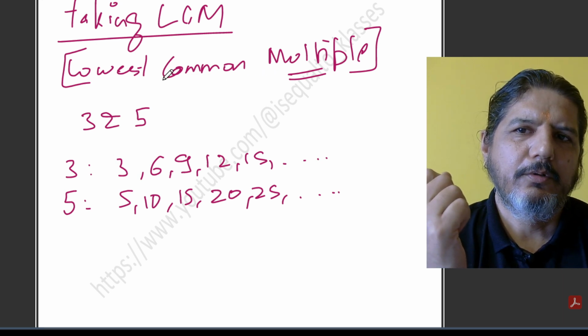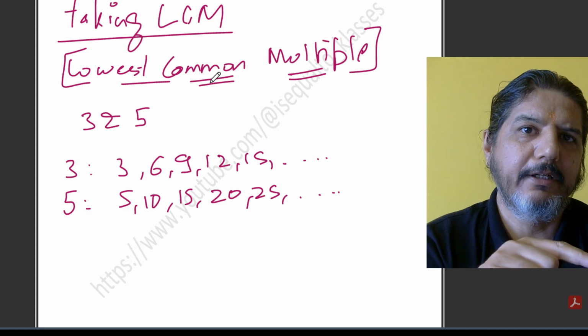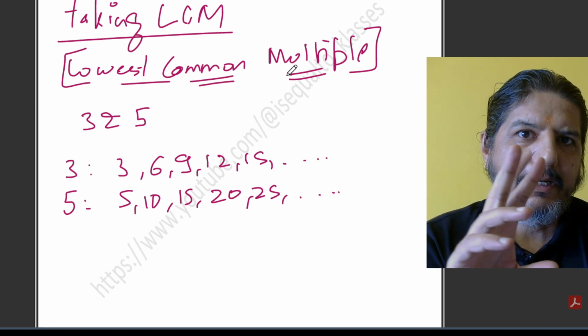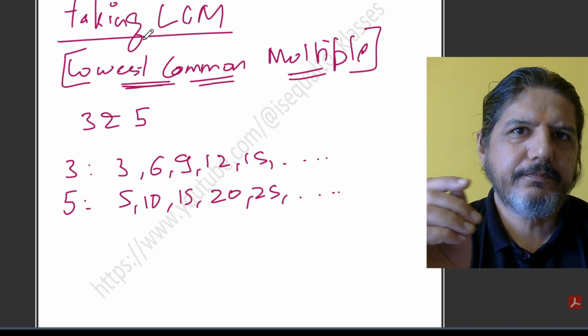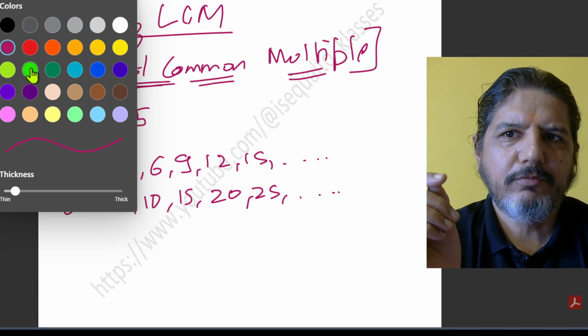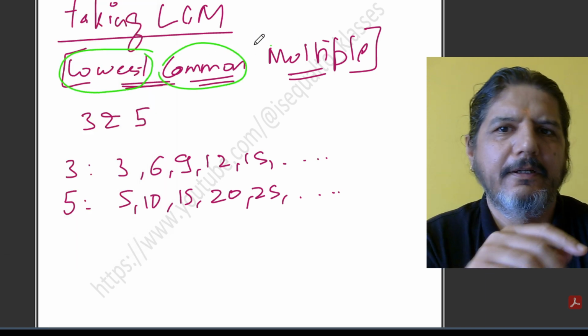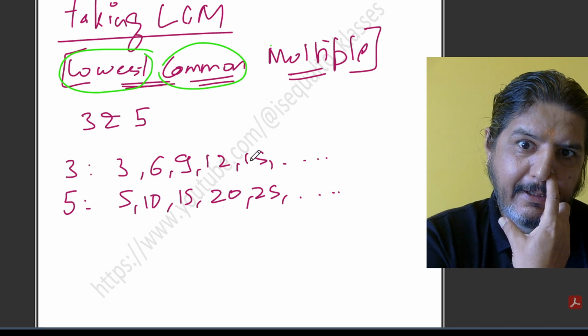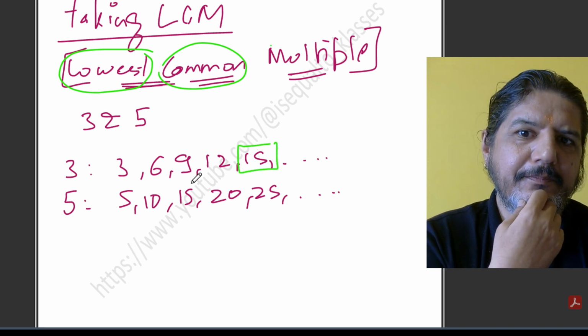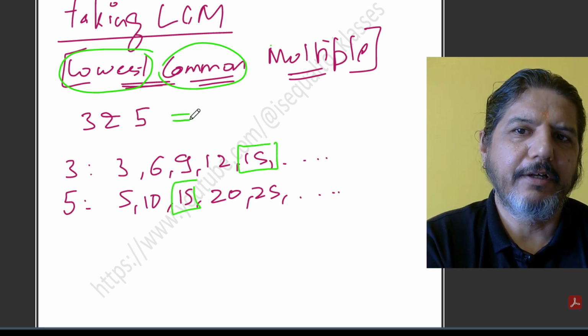Now you have to find the common multiple, and it should be the lowest also. So basically we have to find the lowest common multiple. Now if you look here closely, the lowest common multiple is 15. So the LCM of 3 and 5 would be 15.